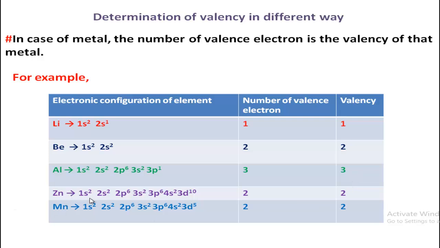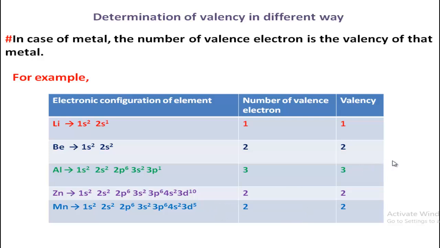Now zinc, another metal. Here the outermost shell is the fourth shell and it contains 2 electrons, so its valency is also 2. Similarly, manganese has 25 electrons, and its outermost shell contains 2 electrons, so its valence electron number will be 2 and its valency is also 2. So in this way, by determining the valence electrons, we can easily determine the valency of a metal.